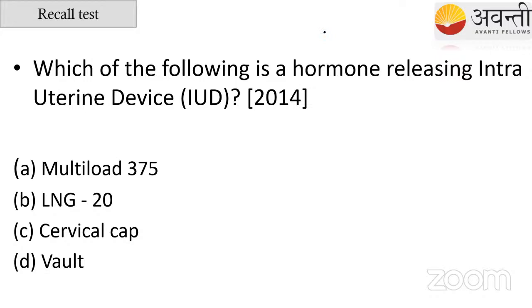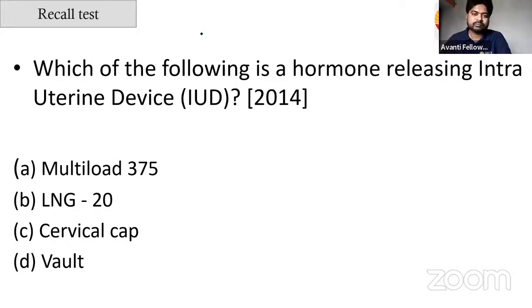Okay guys, so I'm ending this poll. And this is your result here. 50% people chose option A, 50% chose option B. But option B is the correct answer. That is the LNG-20. Multiload 375 is the copper T. It is the example of copper T. So what is the meaning of LNG here? LNG means levonorgestrel 20. Cervical cap and vault are not the answers.